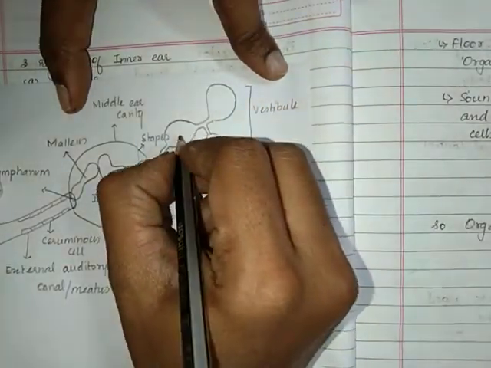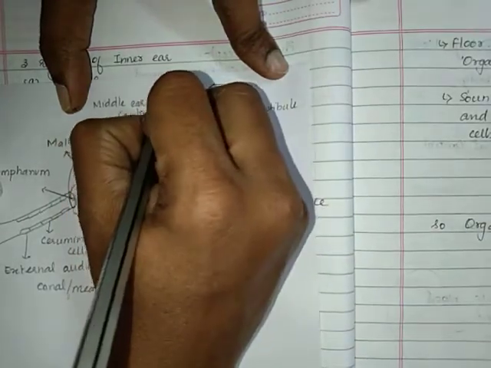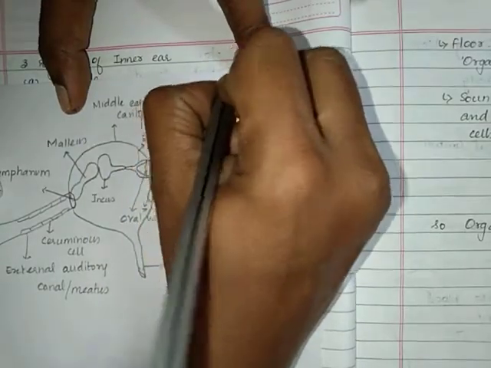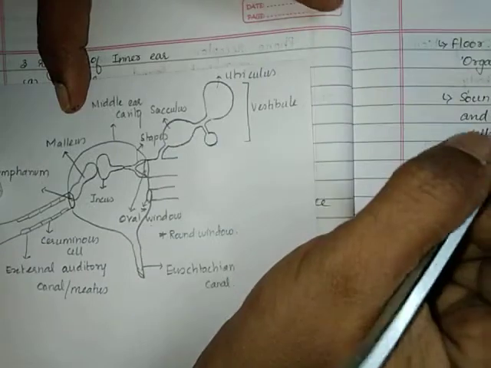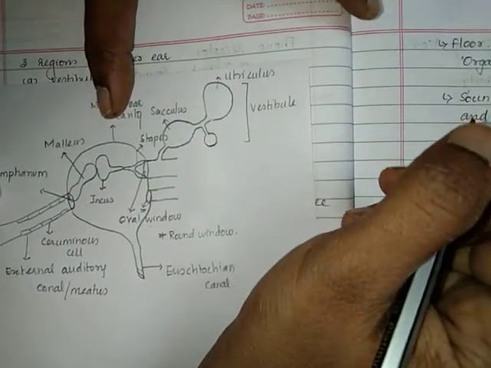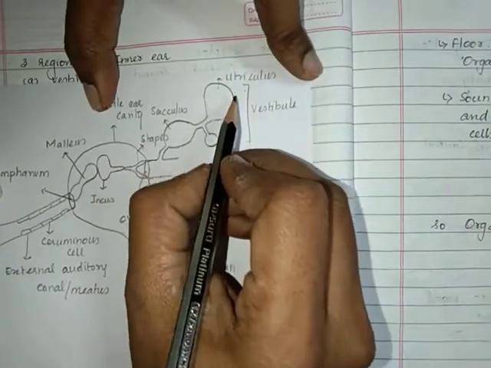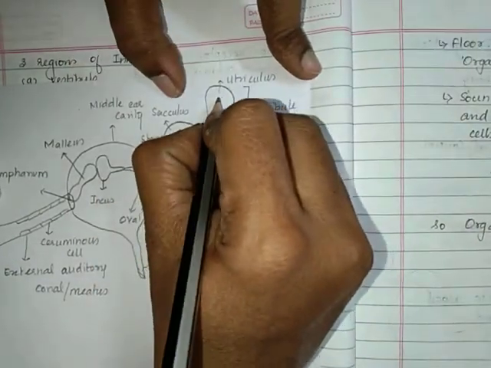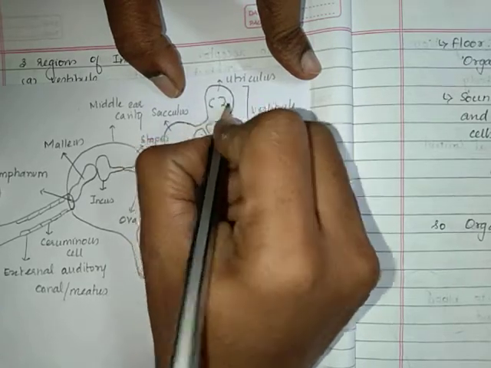There are two sac-like structures. The first one is called sacculus and the other one is called utriculus. And the function of sacculus and utriculus is that it's going to help in maintenance of the equilibrium of the body. Then on the utriculus, there is going to be another structure called semicircular canals. Semicircular canals are going to be 3 in number.